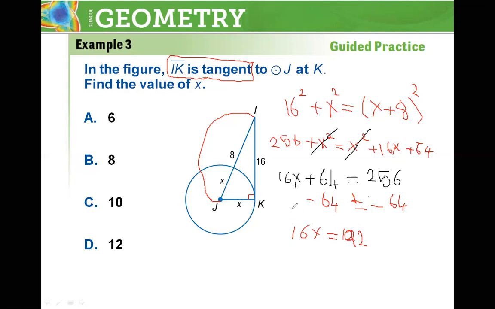After that, we divide both sides by 16. Divide here by 16 and divide here by 16. So it will be equal to 12. x equals 12, which is letter D. So this is the answer of our problem.